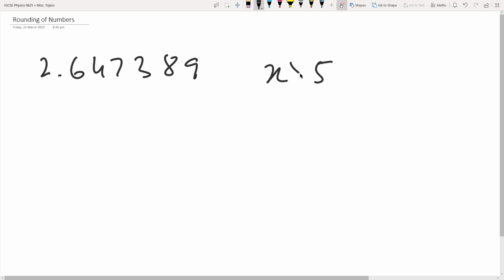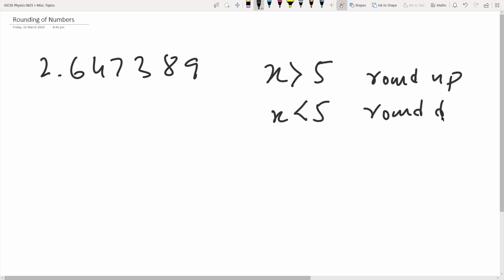Understand that for any digit x, if x is greater than 5, then round up, and if x is less than 5, then round down, or in other words, keep the last digit the same. Let's start rounding off from this side. So 8 will be rounded up into 9, so that will become 2.64739. Again, this 9 will be rounded off next.